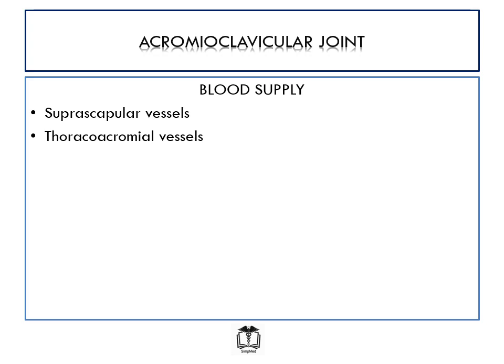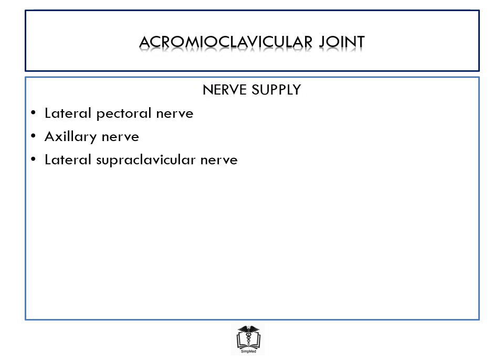The blood supply to the acromioclavicular joint comes from two major sets of vessels: the suprascapular vessels, which are arteries and veins, and the thoracoacromial vessels, also arteries and veins, which either supply arterial blood or drain venous blood from the acromioclavicular joint. And finally, the nerve supply to the acromioclavicular joint is by three major nerves. It includes the lateral pectoral nerve, the axillary nerve, and the lateral supraclavicular nerve. Some of these nerves are sensory in their function. Some of them are mixed, motor and sensory, in their function.